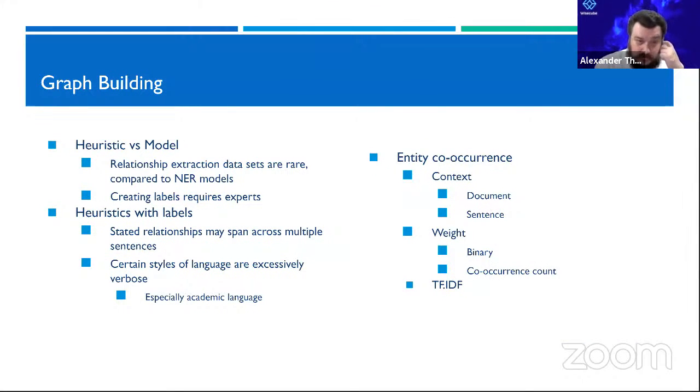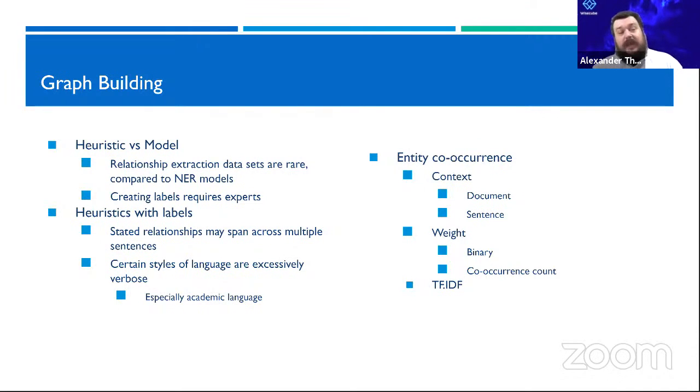So there's two ways we can extract relationships. Again, heuristics and models. Models for this are very rare. The idea of relationship extraction is not as common of a set of models out there as we find for NER models. And creating labels requires experts.